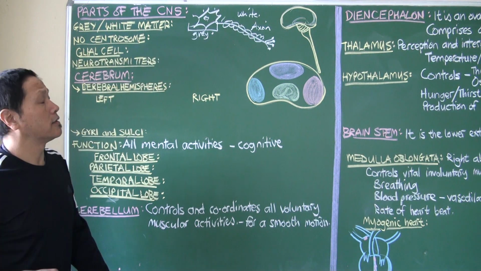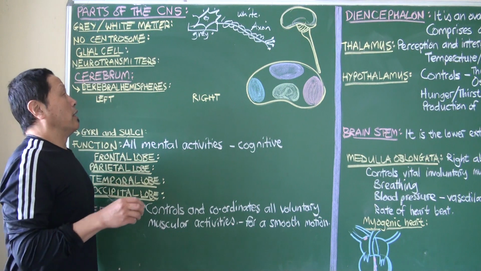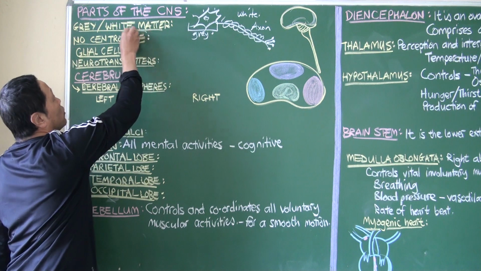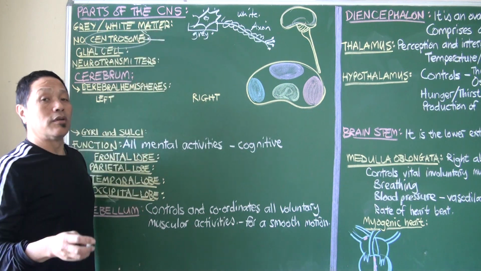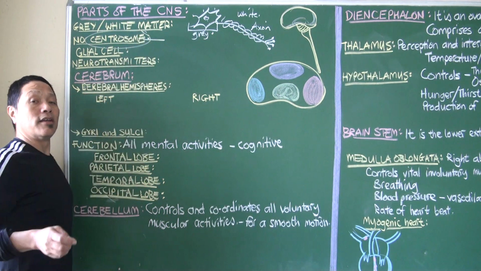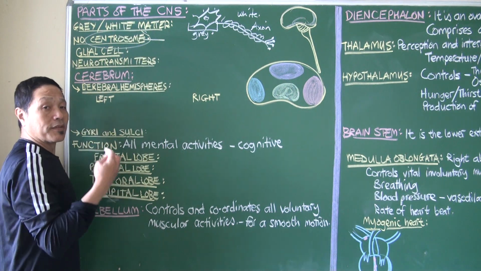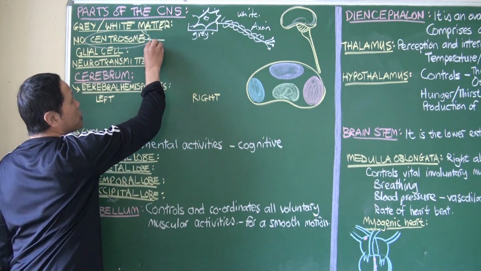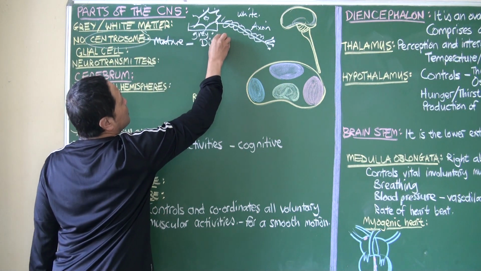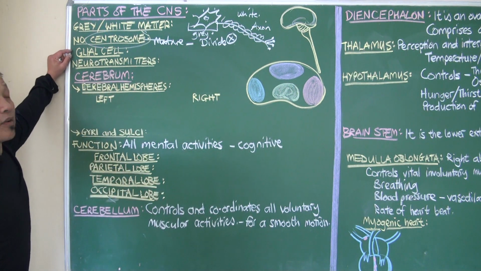You move on to the next one. Inside the neuron, we do not find a centrosome. In a mature neuron, the centrosome is absent. The work of the centrosome is to initiate and regulate cell division. So if this is not present, that means the neurons are not able to divide. A mature neuron cannot divide. There's no cell division.